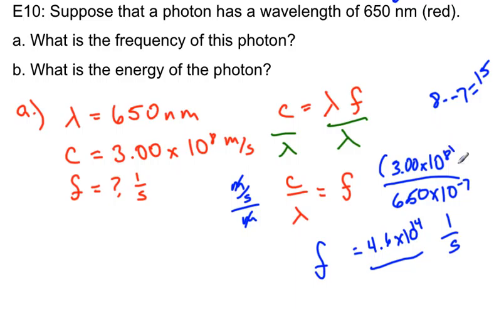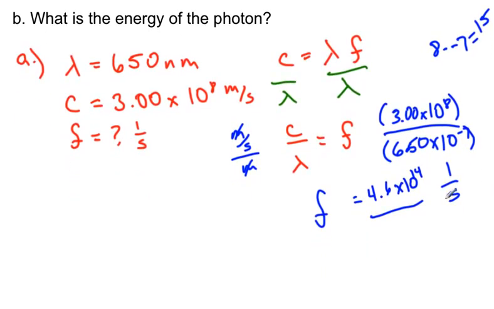Remember, use parentheses, that can help. Sometimes that's a problem if you don't use parentheses. Okay, and don't forget the dot there, that's 6.5 times 10 to the negative 7th. Alright, so we have the frequency.